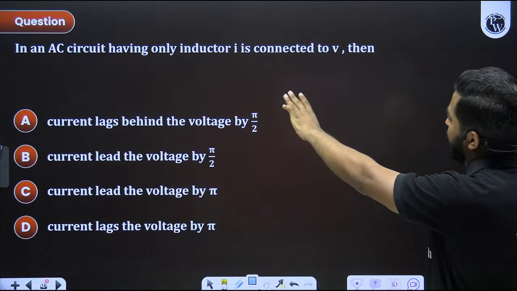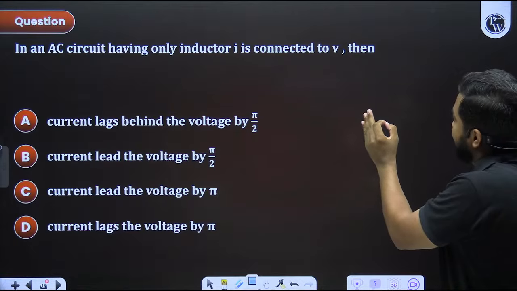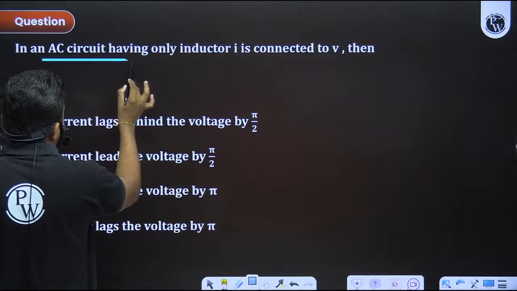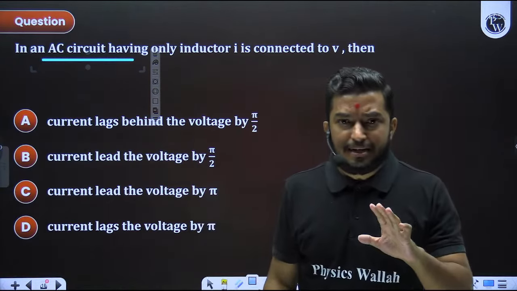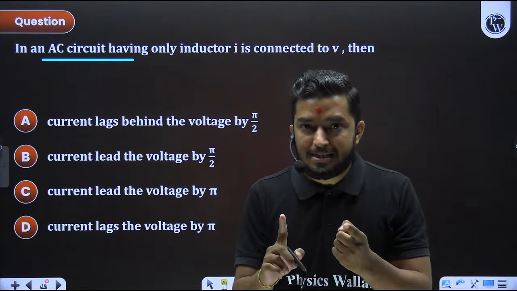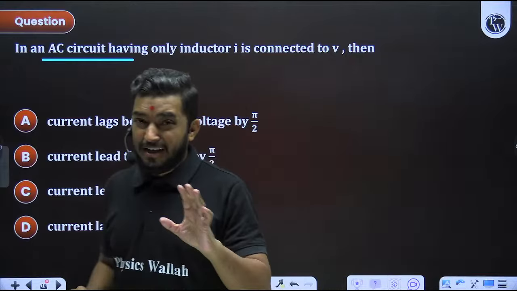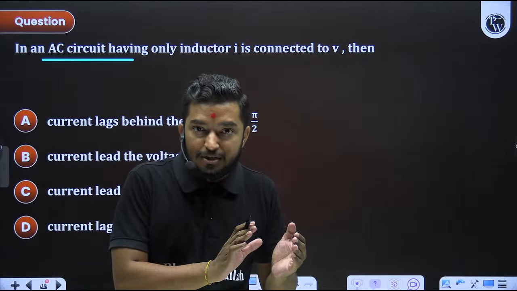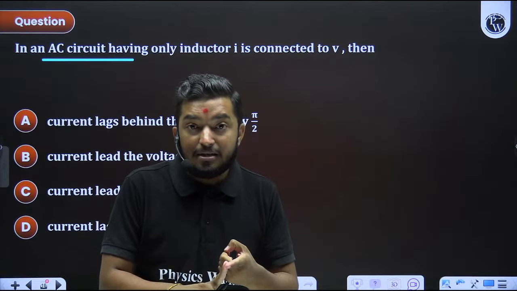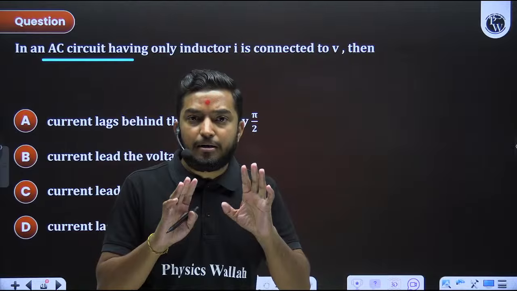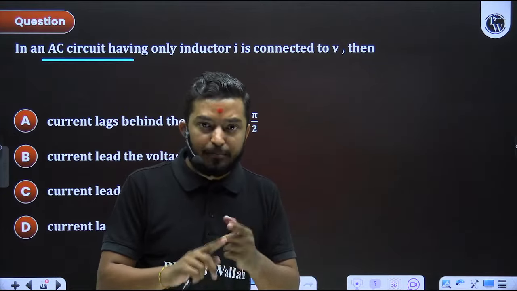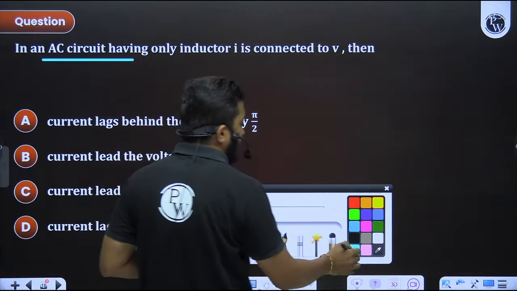In an AC circuit having only an inductor, I is connected to V. There are three different circuits available in our syllabus: only resistance with AC supply, only inductor with AC supply, and only capacitor with AC supply. Then we connect all three in a single supply, which is called the LCR AC series circuit. We can also apply a dual combination: only inductor and capacitor, only capacitor and resistance, or only inductor and resistance. Here our question is simple, but we need to remember the phasor diagram properly.